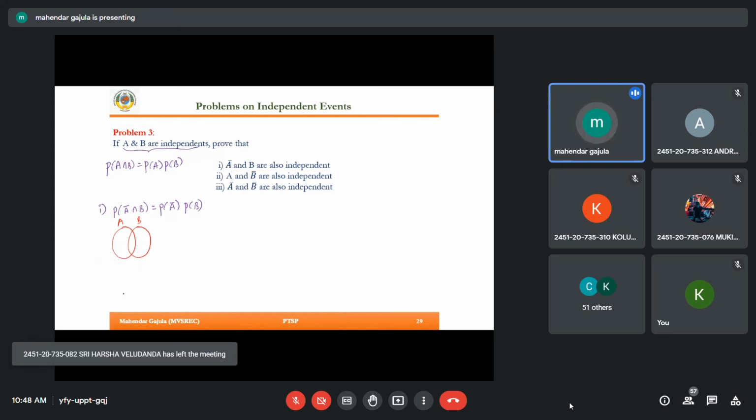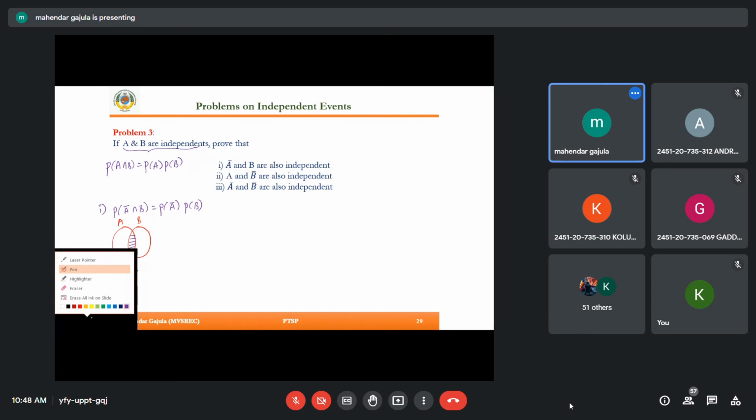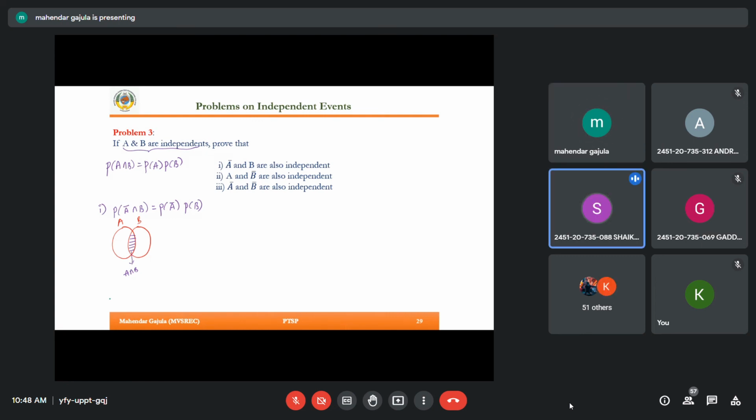What we have to prove? A bar intersection B. Can someone show me A bar intersection B in the Venn diagram? This intersection is A intersection B. Please show me where is A bar intersection B. The remaining part of B minus A.